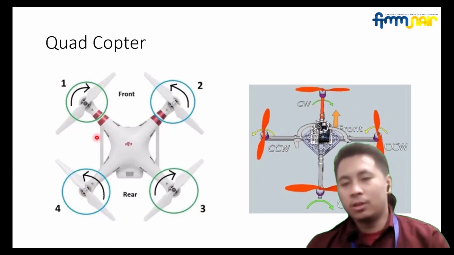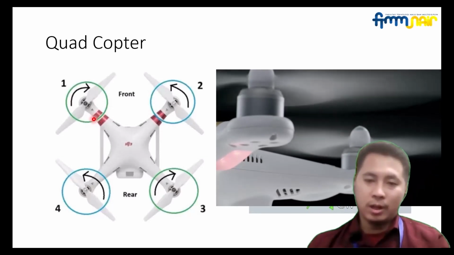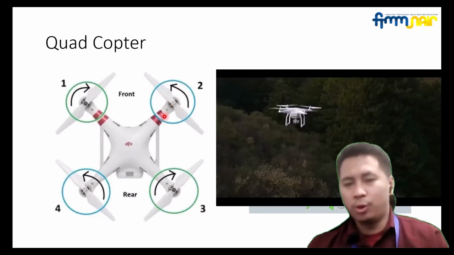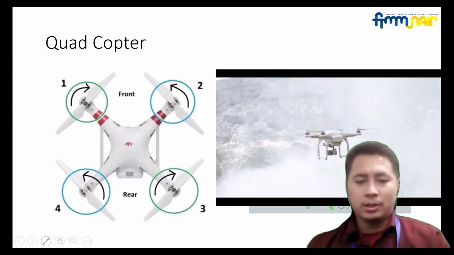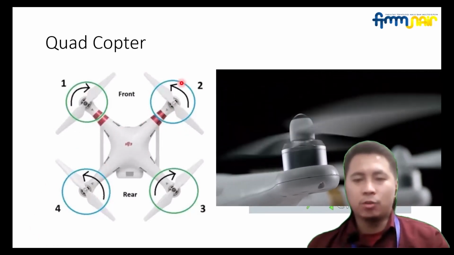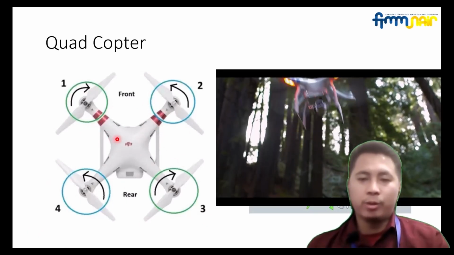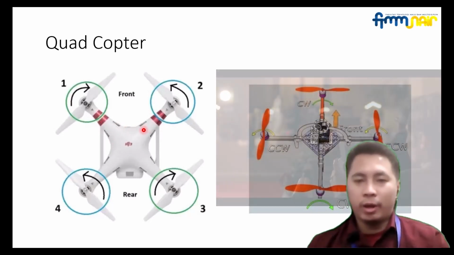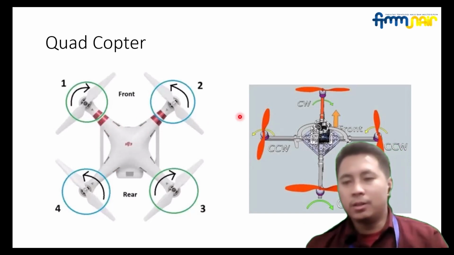Two motors rotate clockwise, and the other two rotate counterclockwise. So there are clockwise and counterclockwise motors to create opposite force to stay balanced. So there are X and plus. The X config is more popular as you can keep the propeller out of the camera view, because you can put the camera in the front, and it's really nice to have the view not covered by the rotor itself.